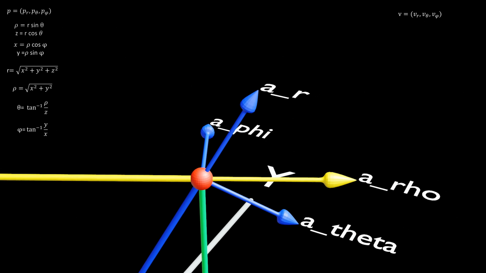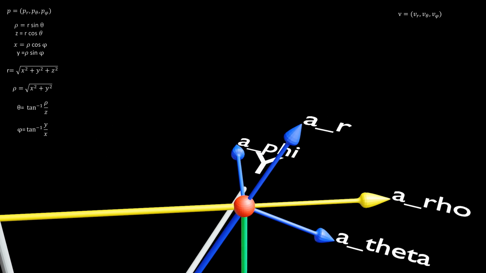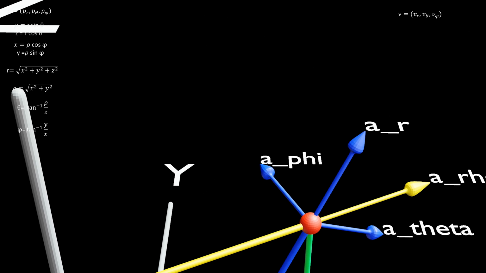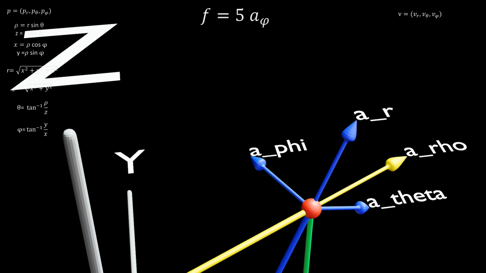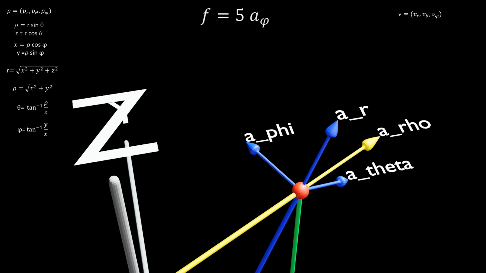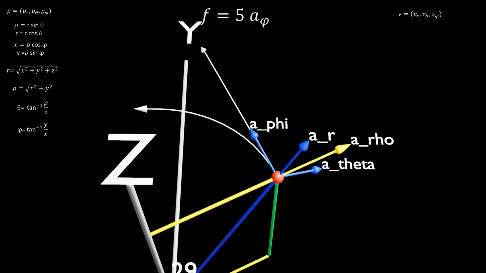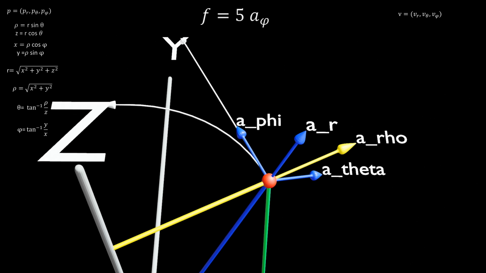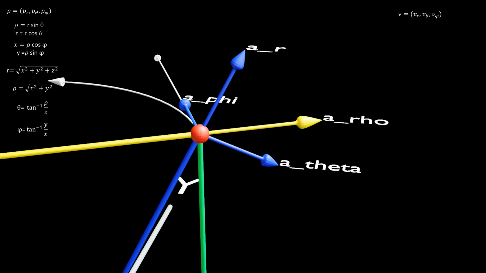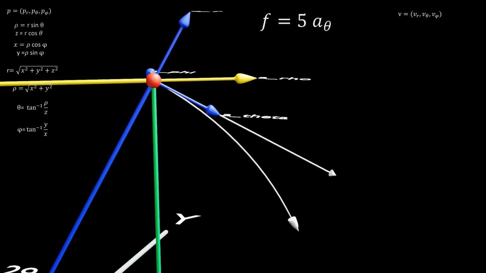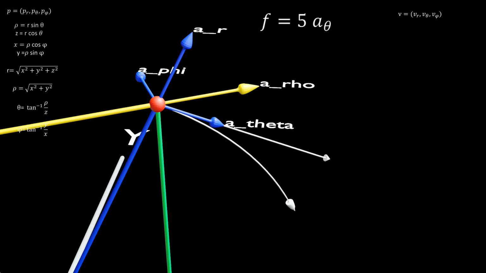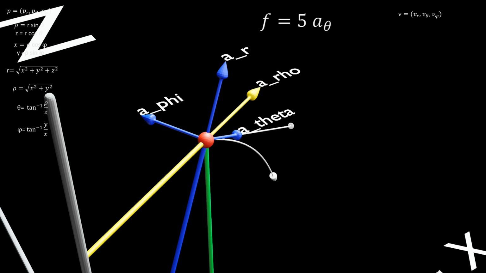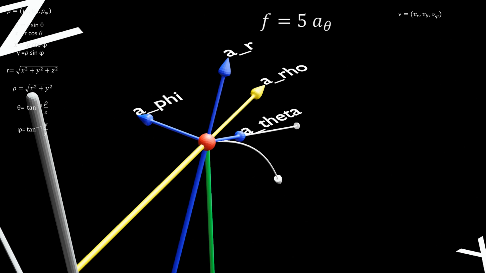For example, if we have a particle placed at point B and a force of 5 phi Newton is applied to it, this force is going to be represented around the circle and its direction is going to be along the tangent of the circle. And a force of 5 theta Newton is going to be represented around the circle of theta, and its direction is going to be along the tangent of this circle.